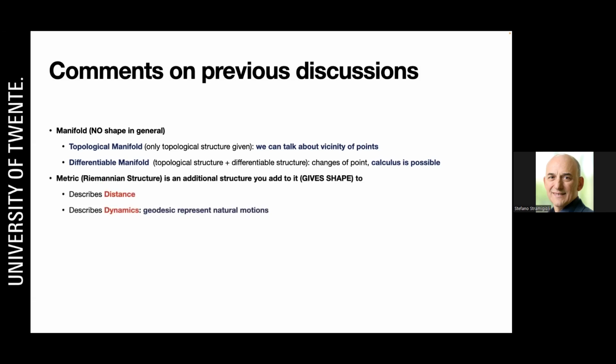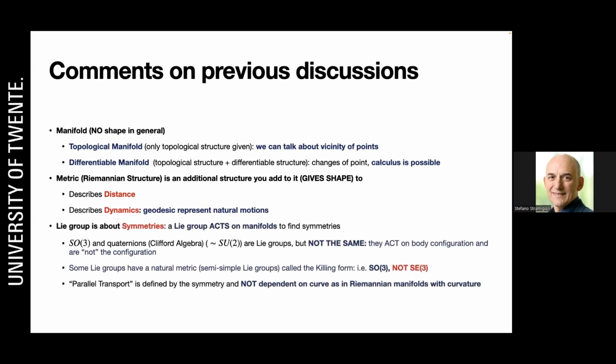If you also add an extra structure, which has also been added here so far, the Riemann structure, then it gives shape, okay? A manifold without a Riemann structure does not have shape, because in general a manifold is something abstract. You don't need to embed it in another space, but as we've done so far, you describe the distance. Dynamics is a typical example of how you use a Riemannian manifold. Lie groups are about symmetries, it's a different thing, okay? A Lie group acts on manifolds to find symmetries.